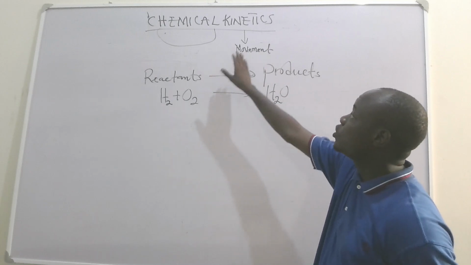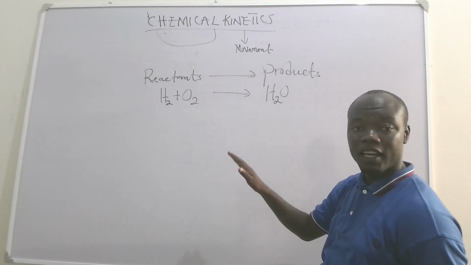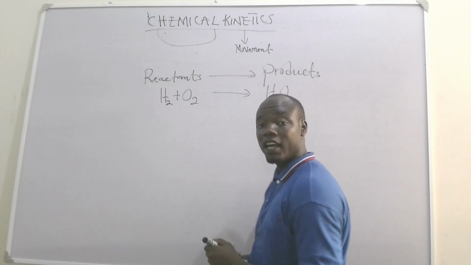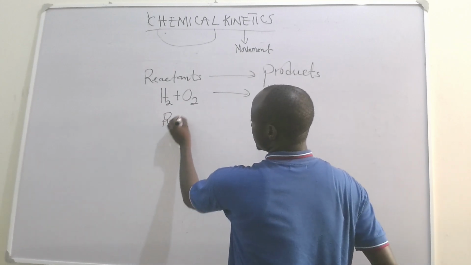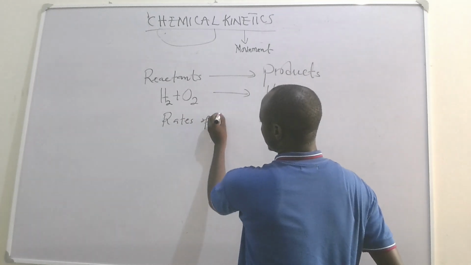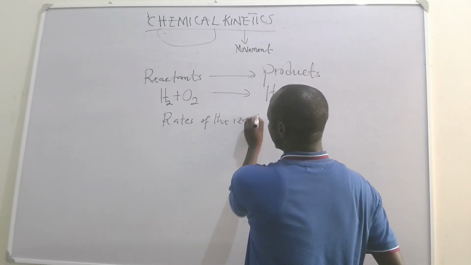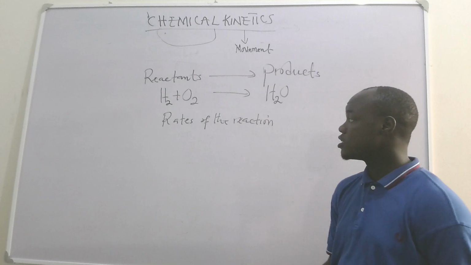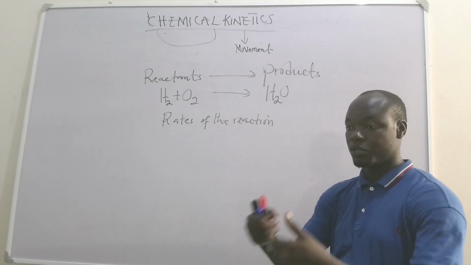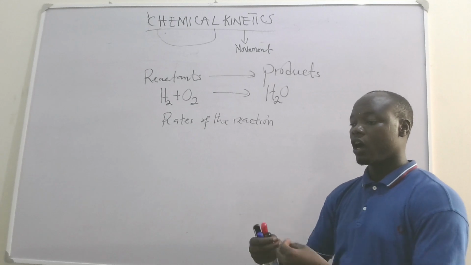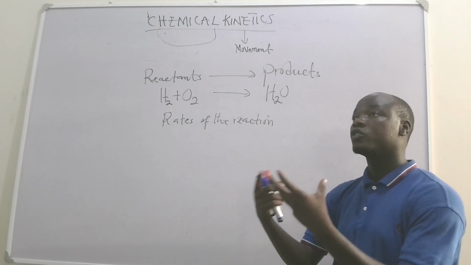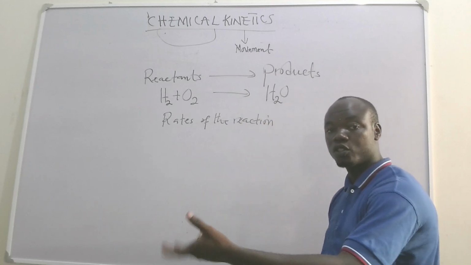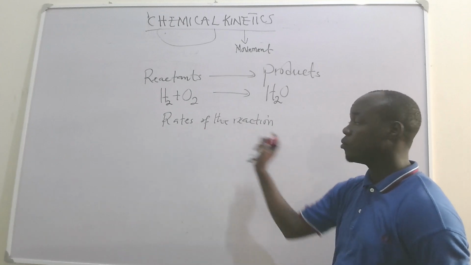So now we are going to look at chemical kinetics. Chemical kinetics means the rates of the reaction. And what is the rate of the reaction? The rate means the speed of the reaction. That is how fast substances are converted, or how the reactants are converted to products with time. And that is the rate of the reaction.